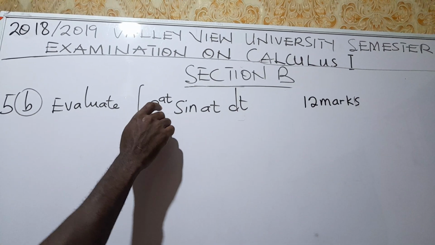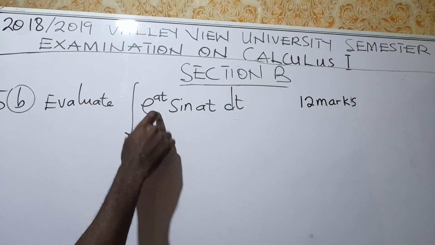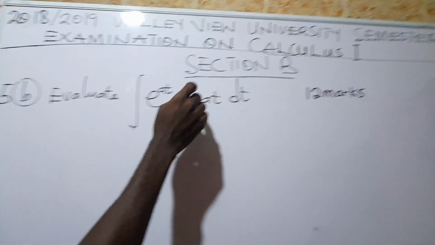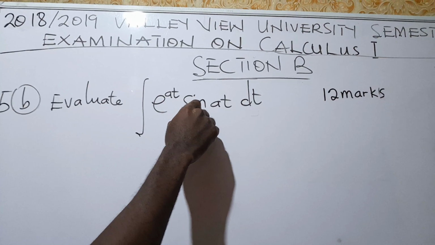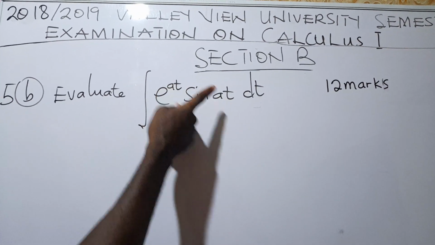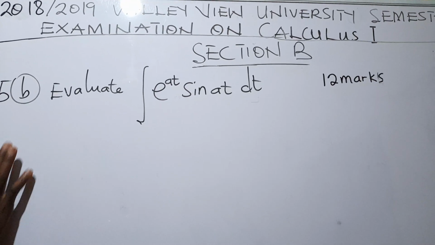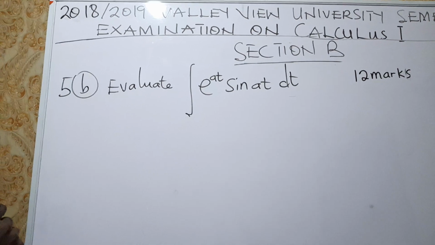See, remember, when we differentiate e^(at), we'll get a e^(at). We won't get sin(at). Also, when we differentiate sin(at), we'll get a cos(at). We won't get e^(at). So you need to solve this using integration by parts. You can't use integration by substitution.